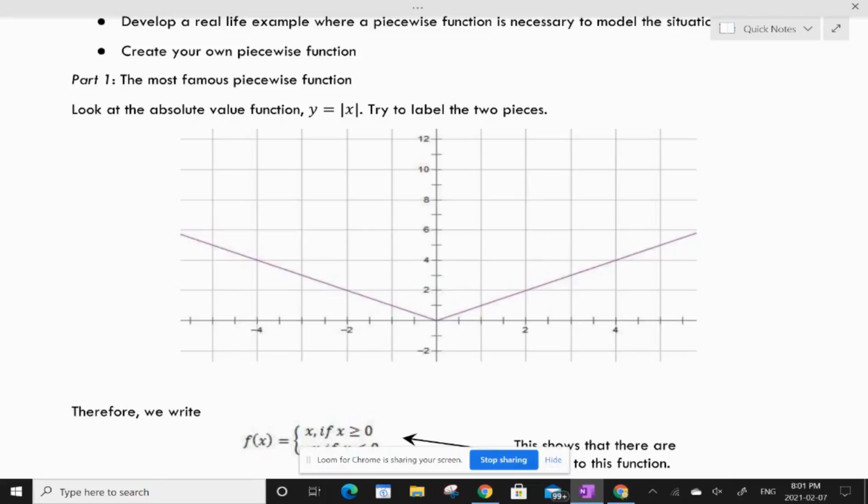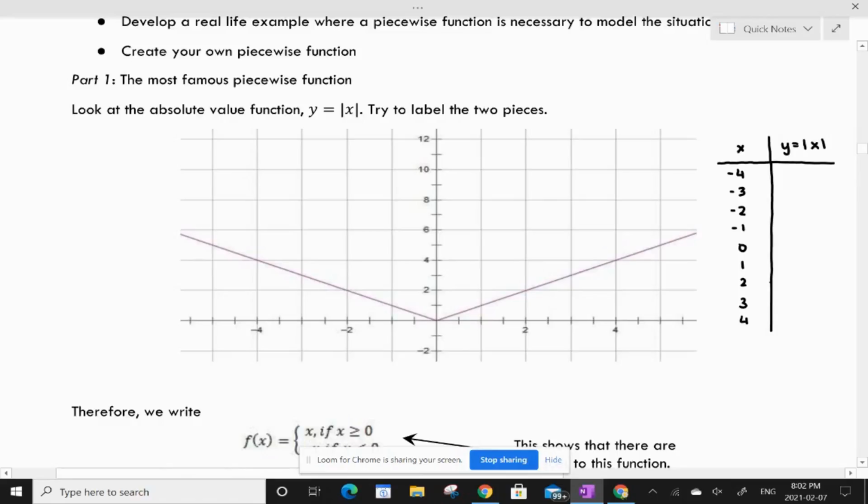If you're unfamiliar with the absolute value function, let's do a table of values to help us visualize what's going on first. I'm going to make my table of values on the side here, and I'm going to do a variety of x values. Let's say -4, -3, -2, -1, 0, and then 1, 2, 3, and then 4. And I've got y equals the absolute value of x.